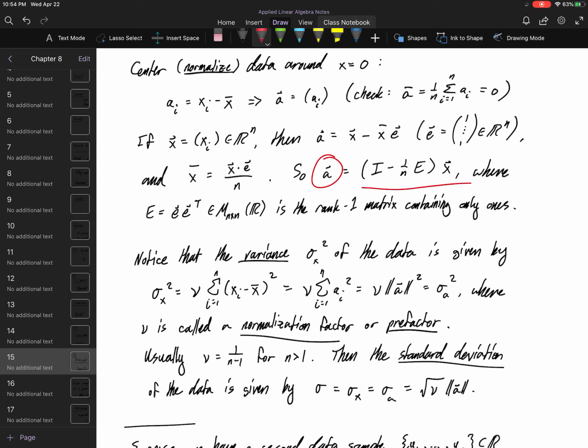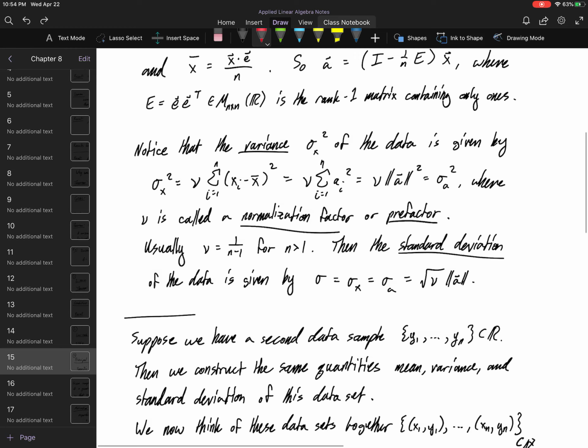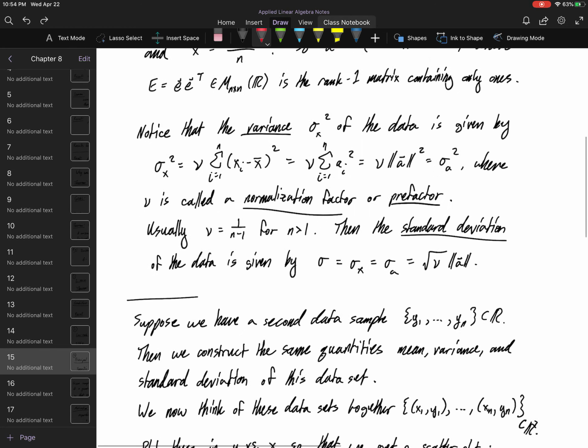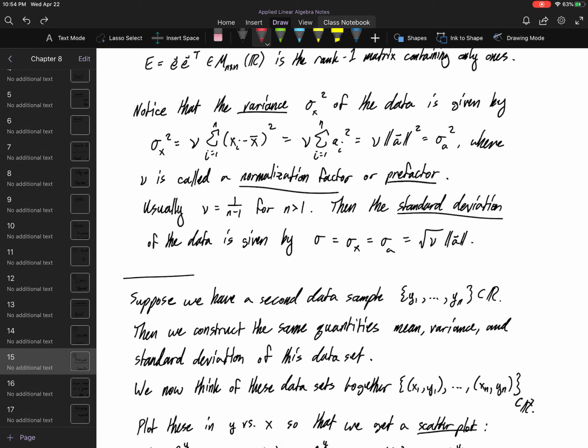But I digress. This means that this A vector can actually be written as this matrix difference, I minus 1/n times E, times this vector x. So there is a linear transformation that takes your data to its normalized data set. And this capital E matrix is just the outer product, or rather the projection matrix associated with the vector little e. This is a rank 1 matrix, and it is just the matrix containing only ones. So we can continue. Not only do we want to compare the mean of our data, we want to figure out what that is.